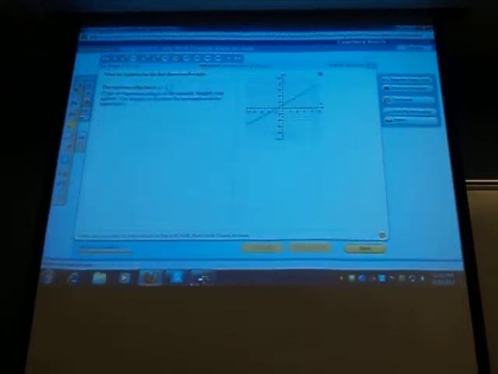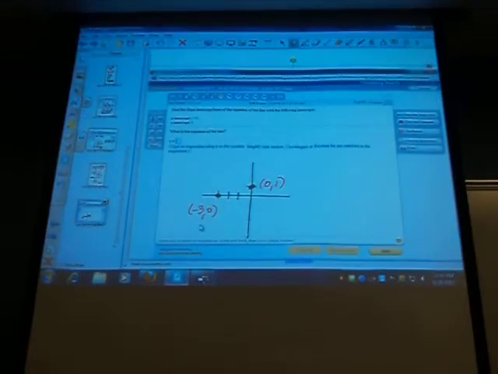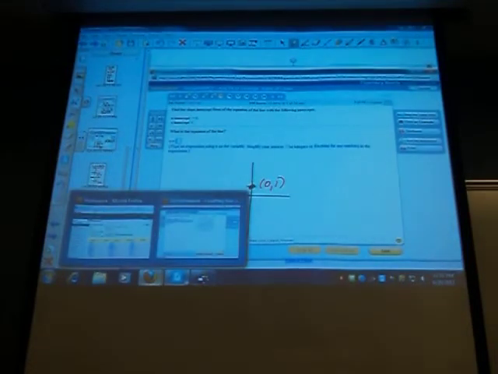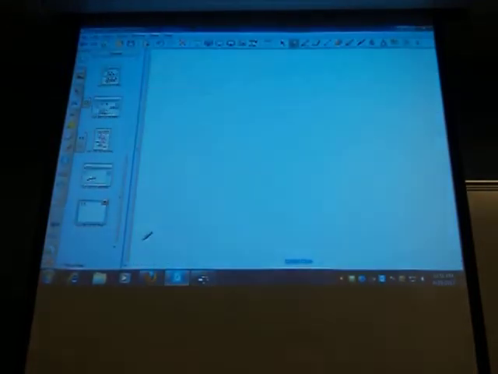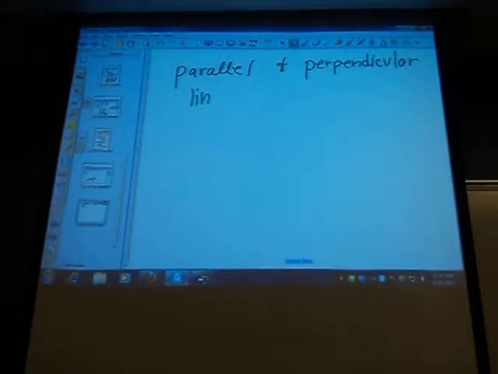Okay, let's look at horizontal and vertical, parallel and perpendicular lines. What is it called? 17. Parallel and perpendicular lines.